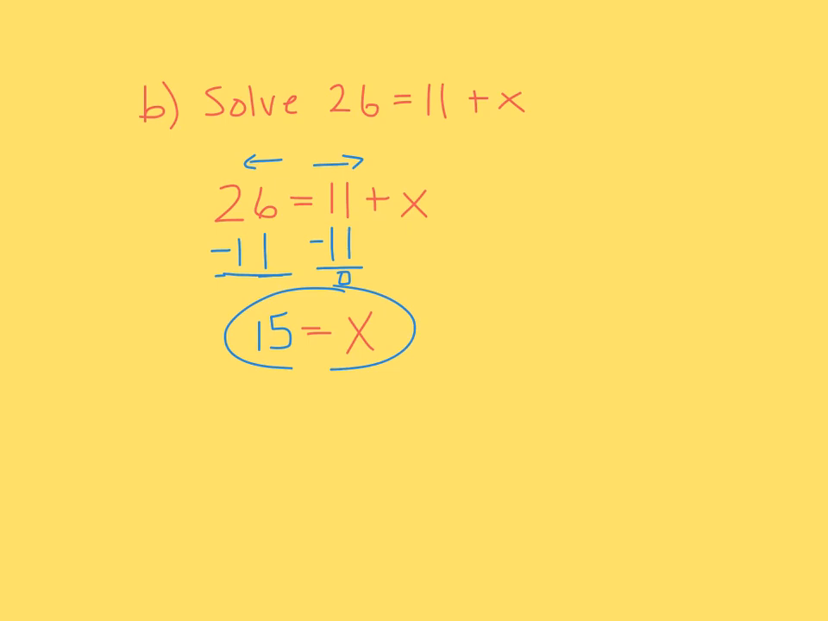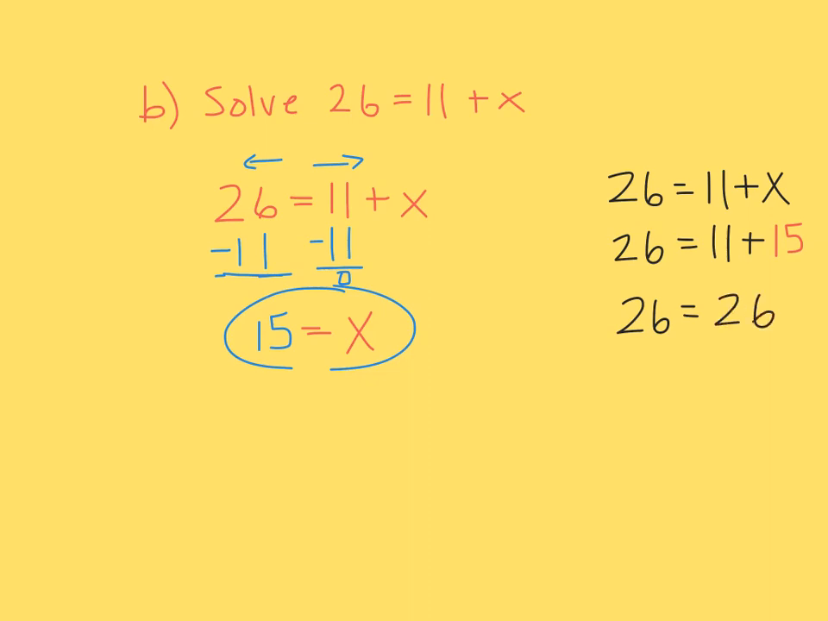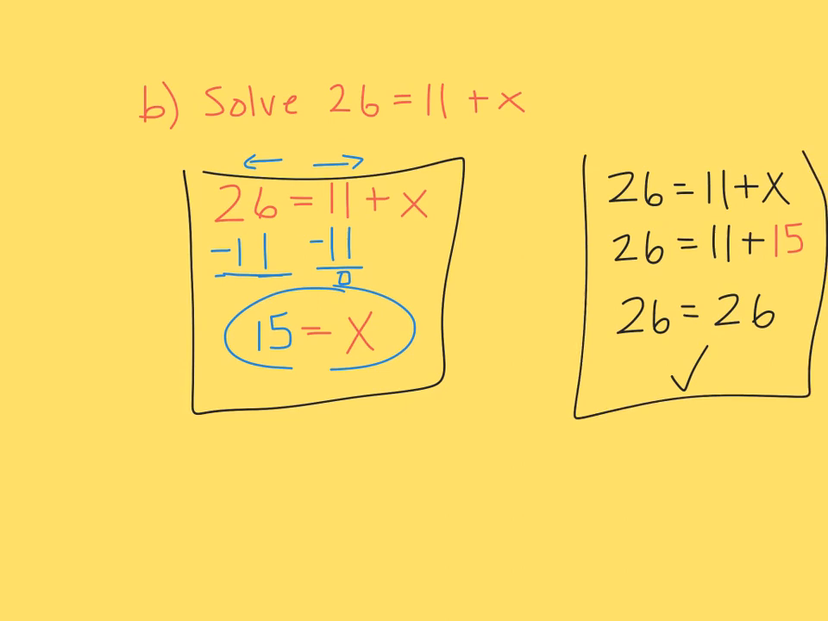So we're going to double check it by putting it over here in my check spot. We write it out just like that. Now we have 26 equals 11 plus, this time we have 15 to add in the blank. 26 equals 11 plus 15 equals 26. And it checks out. So here's your work, and here's your work.